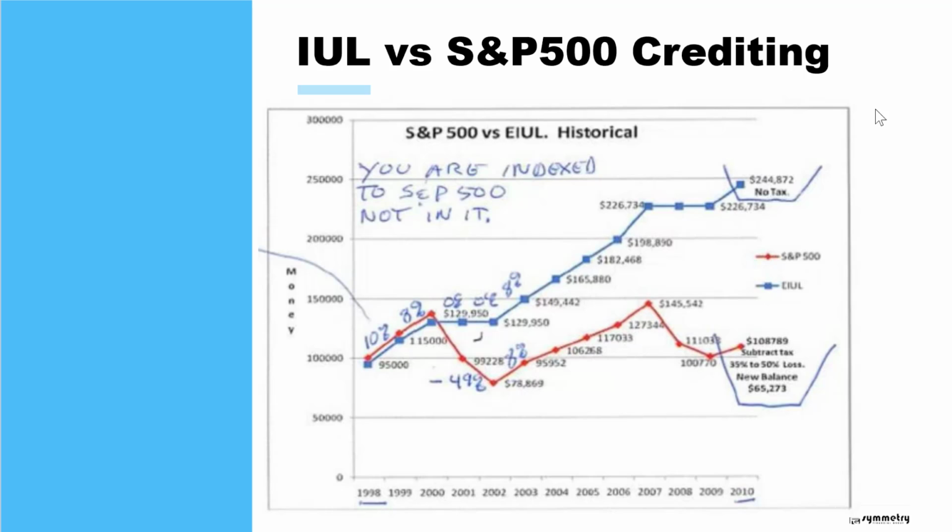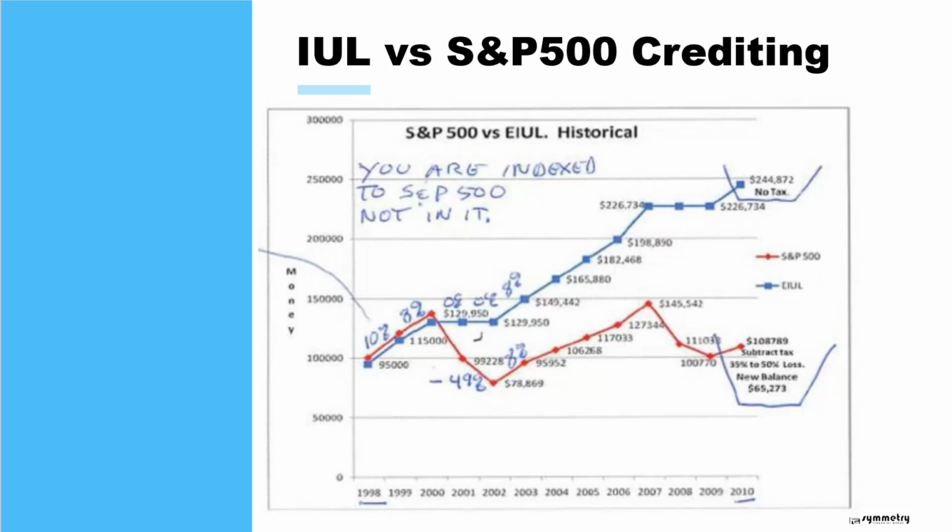Now, one of the big differences is that with the IUL, you are not actually invested directly in the index. Instead, the fund managers use options to index to the index, but your funds are not actually in the index. And so what that allows the fund managers to do is, when the index goes up, they provide you with the same growth. And when the index goes down, you are protected from loss.